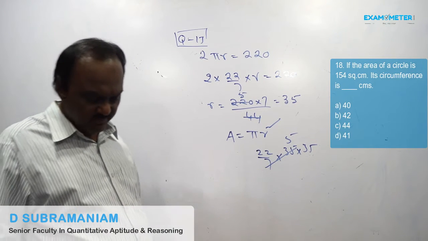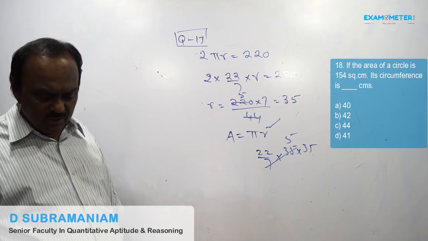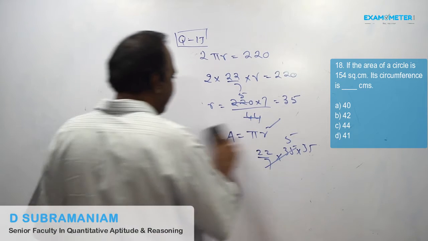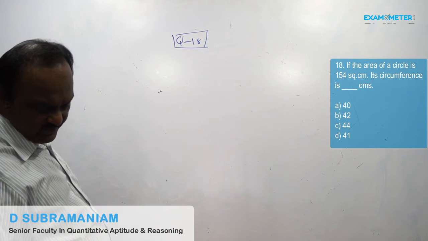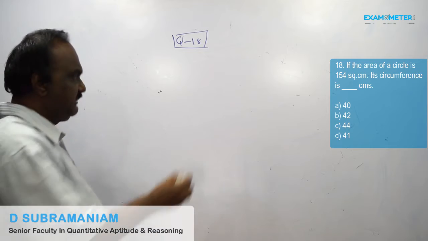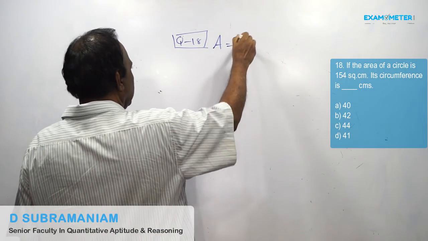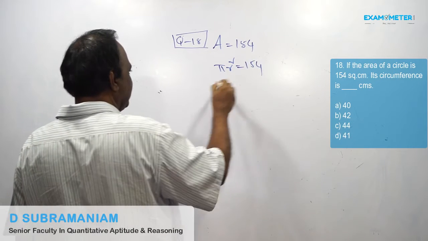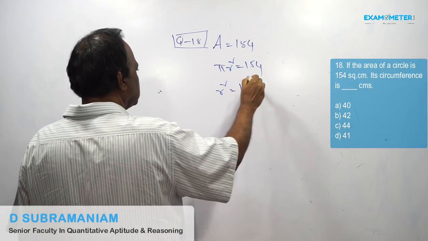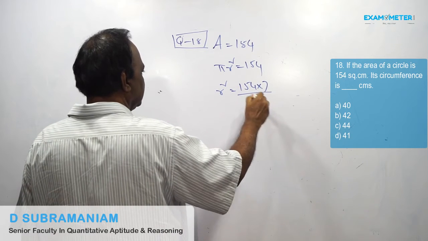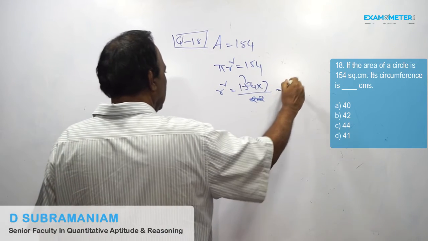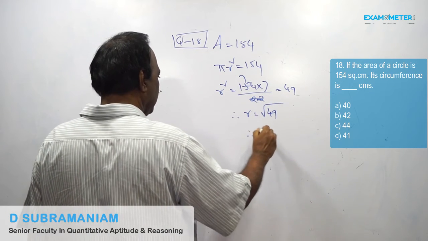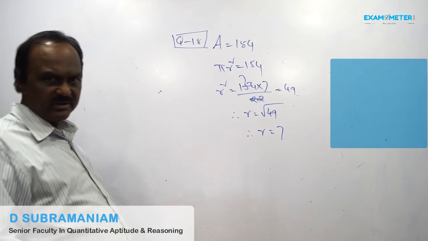Question number 18. If the area of a circle is 154 square centimeter, its circumference is how many centimeters? Area is equal to pi r square. Pi r square is equal to 154. R square is equal to 49. Therefore, R is equal to root of 49. So, R is equal to 7.